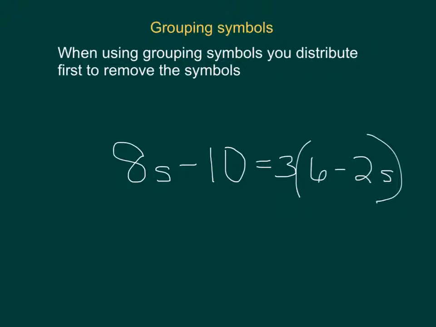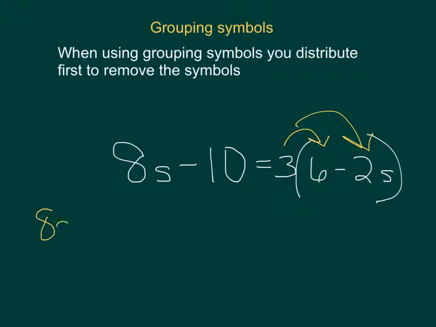Sometimes when we're solving equations, we have grouping symbols. The grouping symbols can include parentheses or brackets. When you have grouping symbols, you want to make sure that you first distribute before you get rid of the grouping symbols. So in this example, we want to distribute the 3 into here before I continue solving.